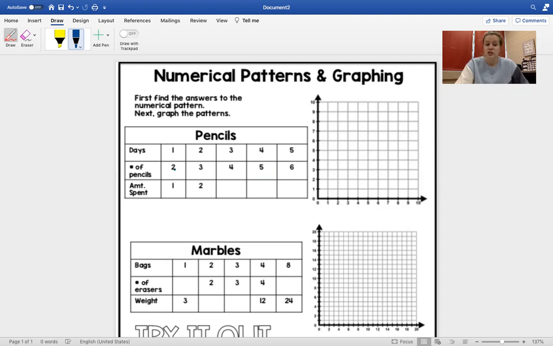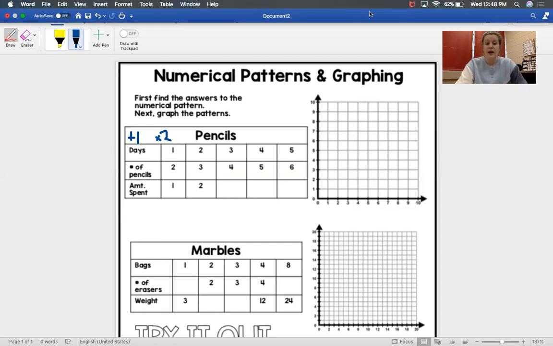From 1 to 2, we're increasing. So we're either adding 1 or multiplying by 2. Okay, so our rules for the top are either +1 or times 2. So let's look at 2 to 3. 2 times 2 is 4. So that's not our rule. That means that our rule for the first row is +1.